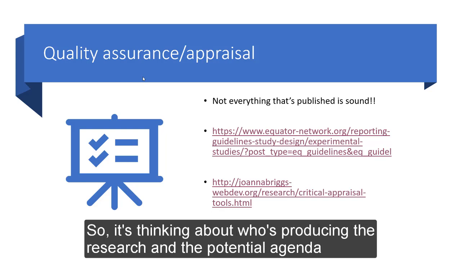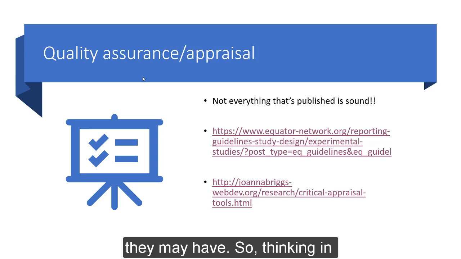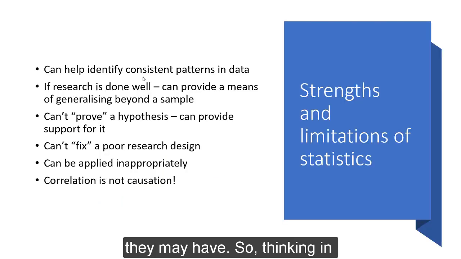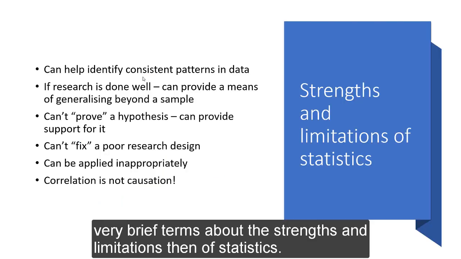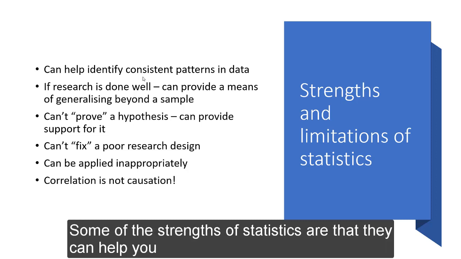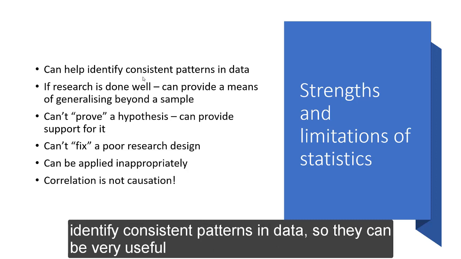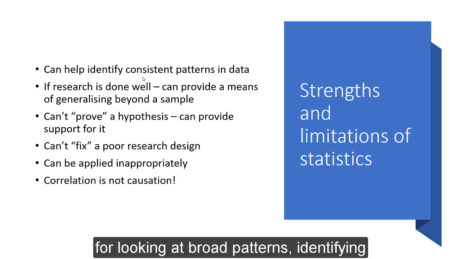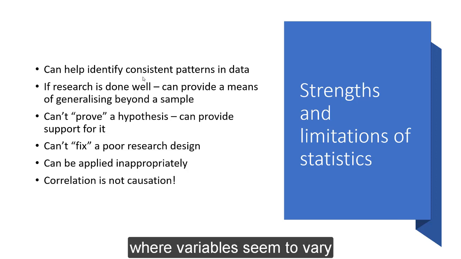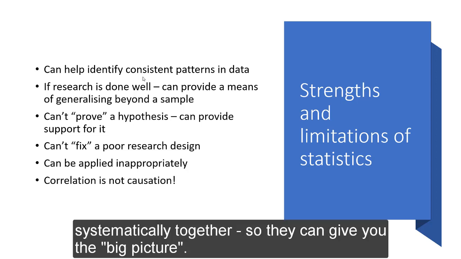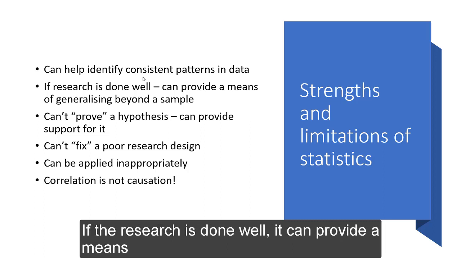So it's thinking about who's producing the research and the potential agenda they may have. So thinking just very briefly about the strengths and limitations then of statistics. Some of the strengths of statistics are that they can help you identify consistent patterns in data. So they can be very useful in terms of looking at broad patterns, identifying where variables seem to vary systematically together. They can give you sort of the big picture then.